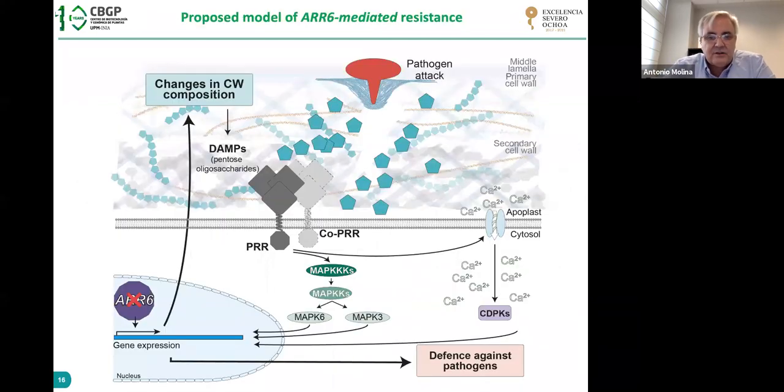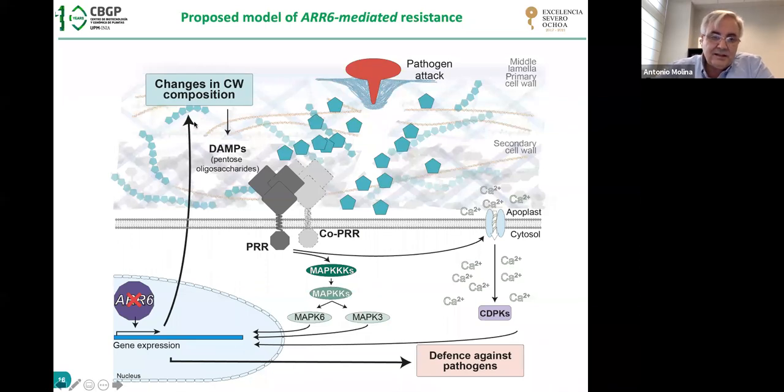So in summary, the characterization of the Arabidopsis response regulator 6 mutant allowed us to identify a novel mechanism of immunity. Our hypothesis is that, as a consequence of the mutation in the Arabidopsis response regulator, there is some change in the cell wall composition, mainly in the pectin fraction.